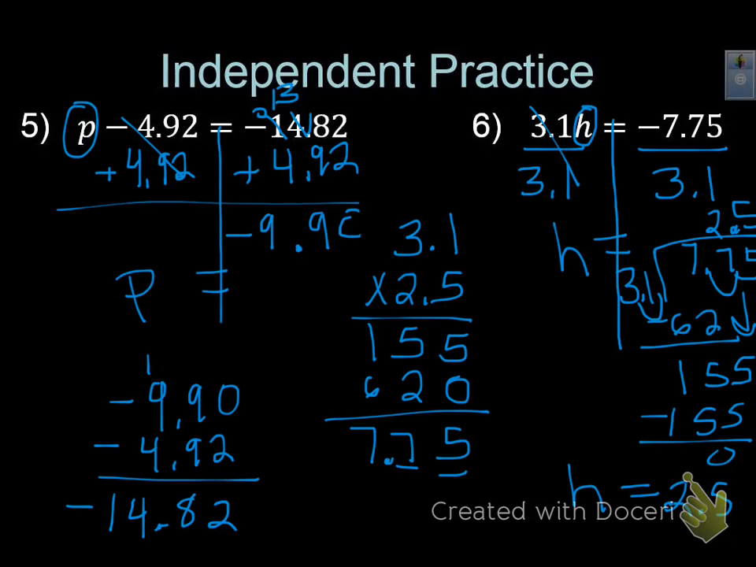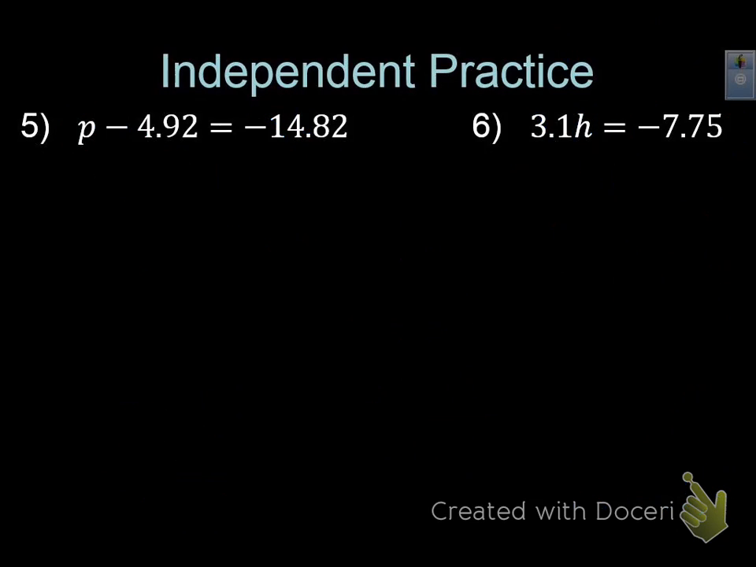Now, as I checked, I noticed that I ended up with a positive 7.75, and my answer in my problem was originally negative, and so I need to find where I made a mistake. I noticed that when I divided 7.75 divided by 3.1, I never came back and looked at my signs. So this is actually supposed to be negative 2.5. So for number 6, the answer is h equals negative 2.5.